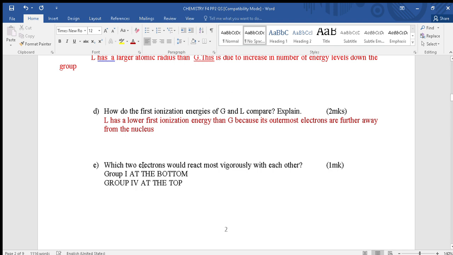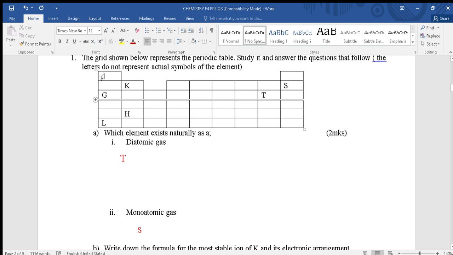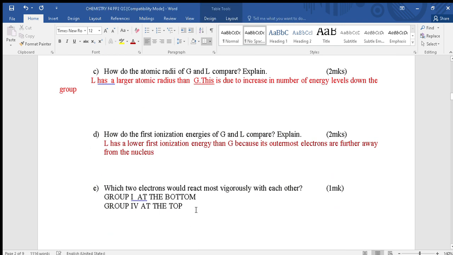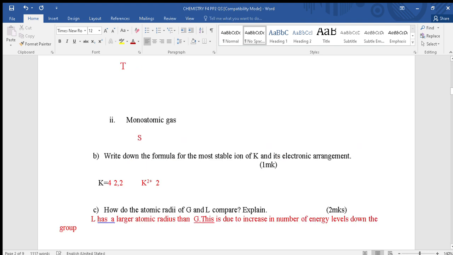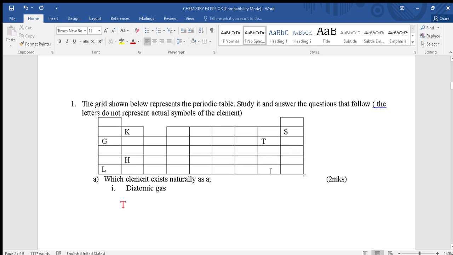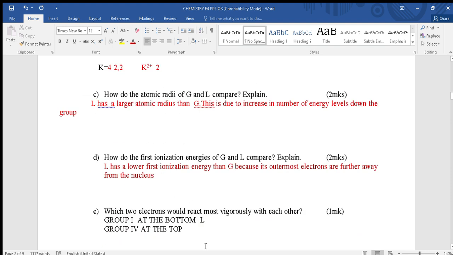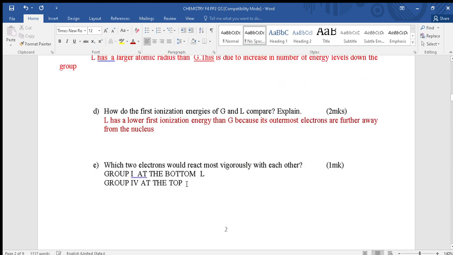So we start with group 1 at the bottom, and group 7 at the top. What do I mean by that? So we'll come to group 1. This is group 1 at the bottom. Which element is at the bottom here? It is element L. And then you come to group 7 at the top. Which element is at the top? That will be element T.